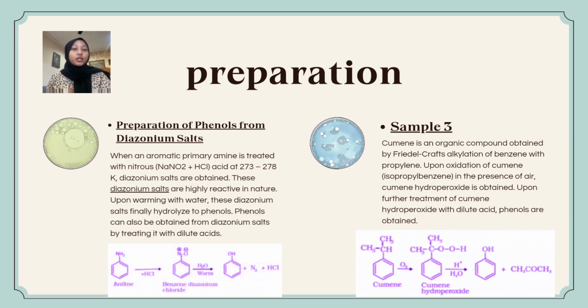And for the last preparation of phenol, we can use cumene. So what is cumene? Cumene is an organic compound obtained by Friedel-Crafts alkylation of benzene with propylene. Upon oxidation of cumene, isopropyl benzene, in the presence of air, cumene hydroperoxide is obtained. Upon further treatment of cumene hydroperoxide with dilute acid, phenol is obtained. So this is the last equation for the last preparation of phenol.